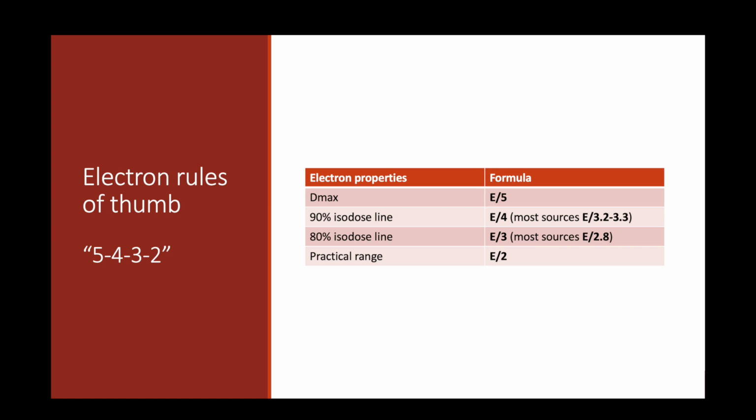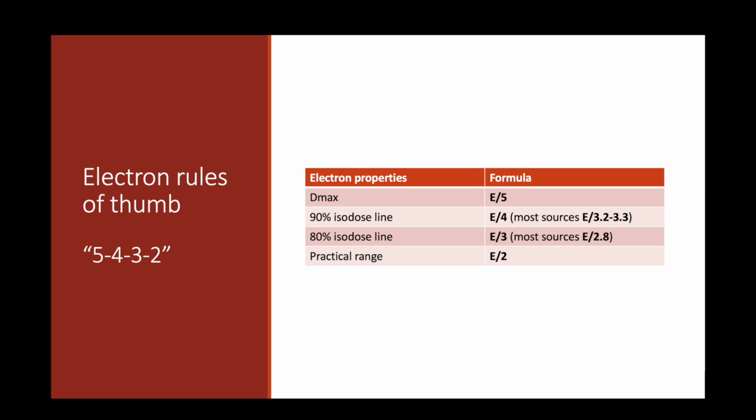So the mnemonic for this is 4 and 3, but in practice, the actual numbers that are used are different. So we say E over 4 for our rule of thumb mnemonic, but it's actually energy divided by 3.2 or 3.3. I typically stick to 3.2. So 9 divided by 3.2 is around 2.8 centimeters. So the 90% isodose line for electrons of 9 MeV energy is going to be around 2.8 centimeters.